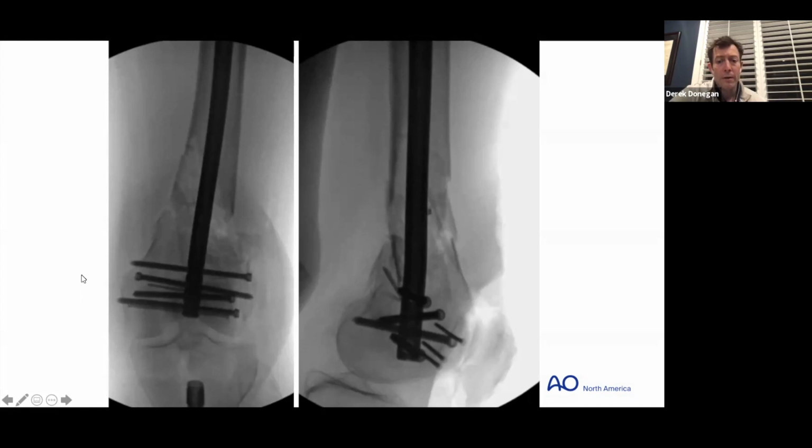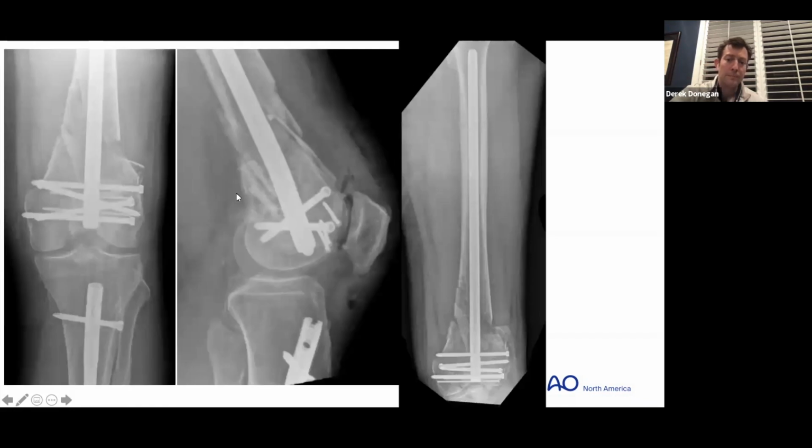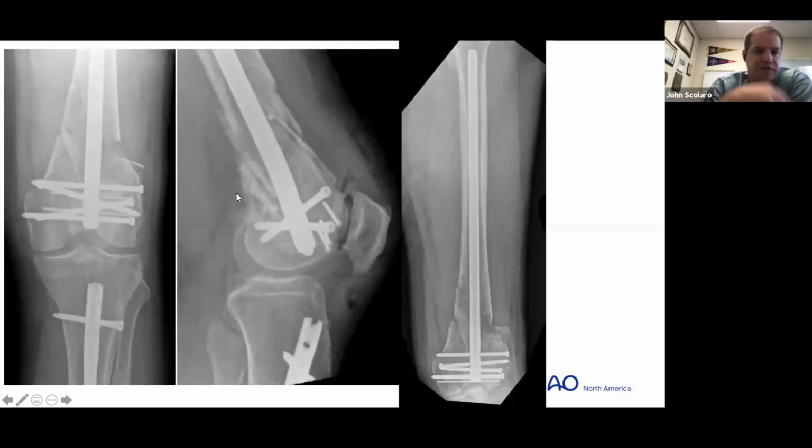What would you do now for their weight bearing status afterwards? And Matt, I would ask you the same question. So now I do remember this gentleman. So I let this guy do flat foot weight bearing for 6 weeks, and then allowed him to transition to weight bearing as tolerated.